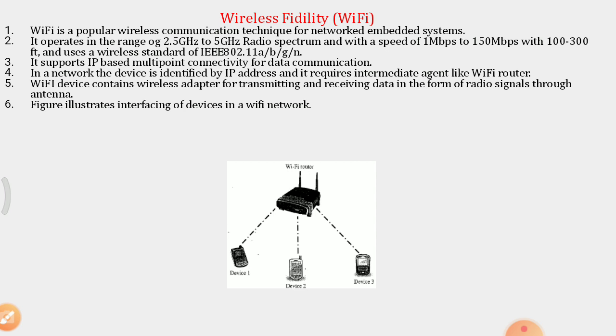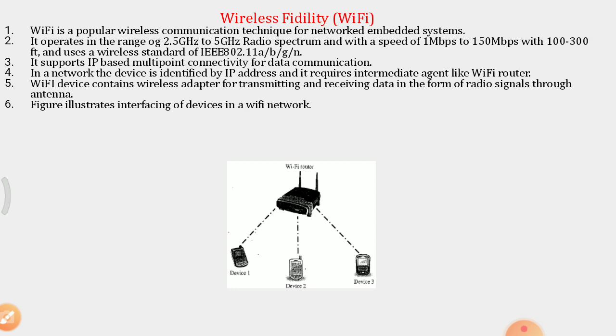Wi-Fi, or wireless fidelity. Wi-Fi is a popular wireless communication technique for networked embedded systems or any other systems. It operates in the range of 2.5 GHz to 5 GHz radio frequency spectrum, with a speed of 1 Mbps to 150 Mbps over 100 to 300 feet, and uses the wireless standard IEEE 802.11 with different versions. The third point is it supports IP based multipoint connectivity for data communication.